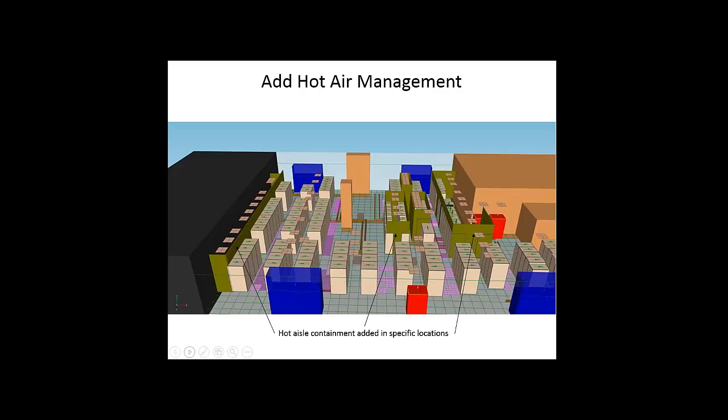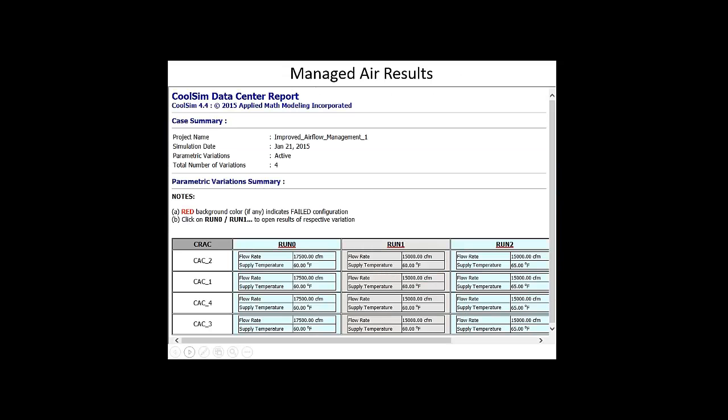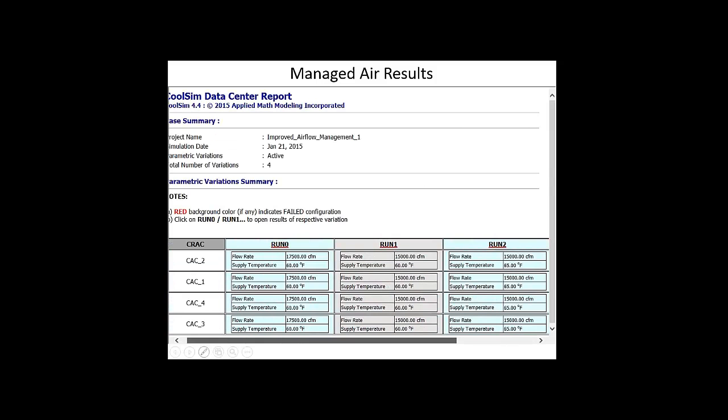But it's a very quick thing to do in a modeler. You can put them in extremely quickly and make a run and see what happens. So here's, after we did the management changes, this is what I did. Now you can in CoolSim run up to 4 variations at once.